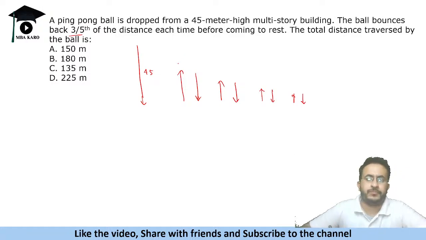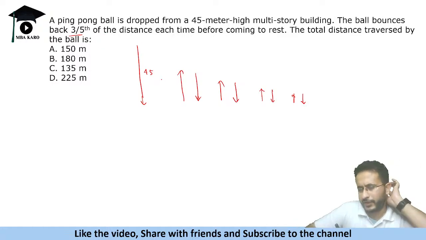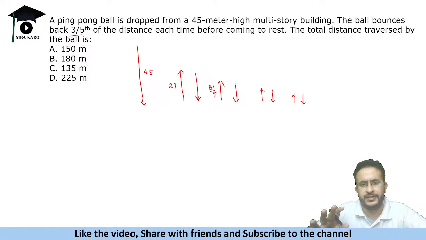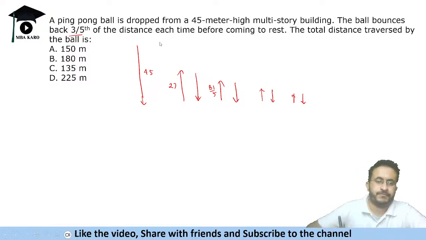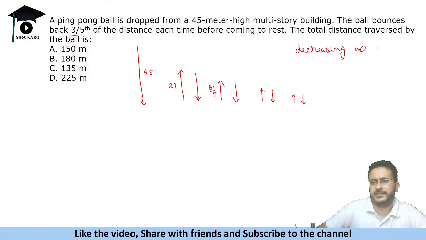Okay. Now three-fifths, if you want to find, you can find three-fifths, but no need. Three-fifths of 45 will be 27, then it will be 81 upon 5. But no need to find that because the common ratio is what is needed here. And the common ratio is 3 by 5. Now this is a GP, so decreasing infinite GP.